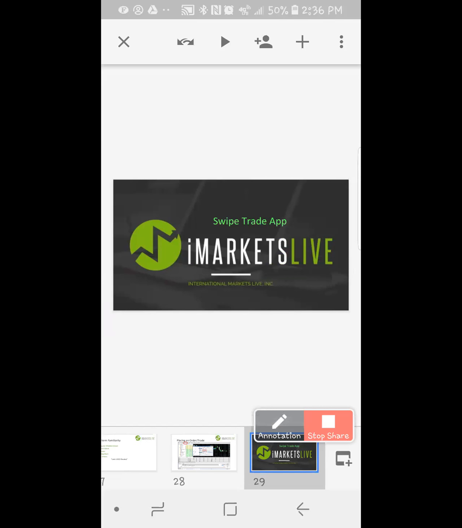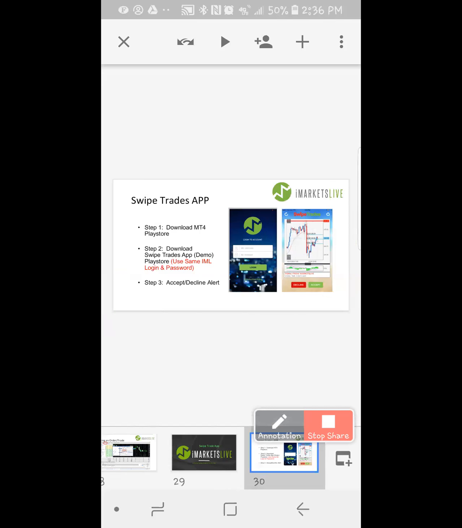Now, your Swipe Trade app. Swipe Trade is a beast, okay? Now, some people prefer to only do trades from certain masters, and that's fine, whatever. The point is, learn how to utilize it. So the first thing you have to do is download the app. Then, how you log in. Sorry for the noise, guys, that's the car passing by. You log in with your IML username and password.